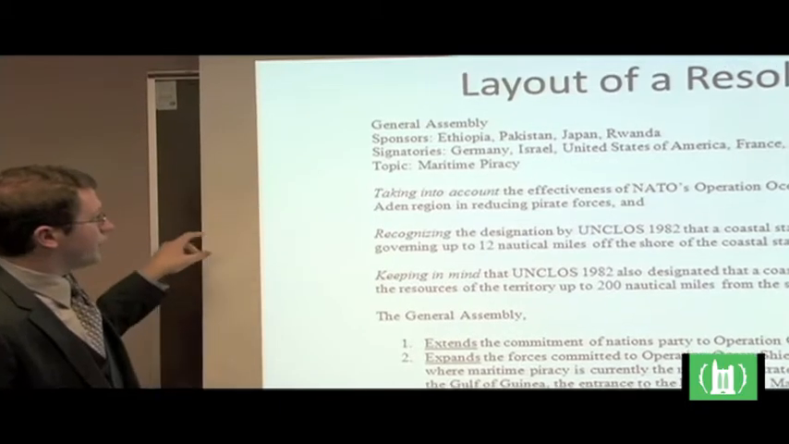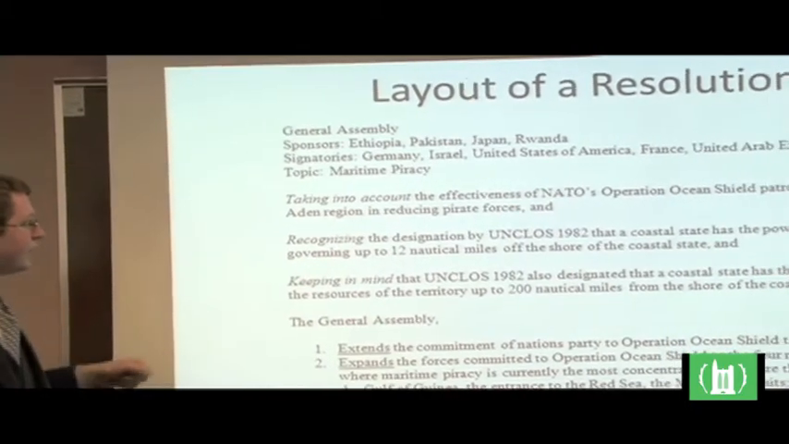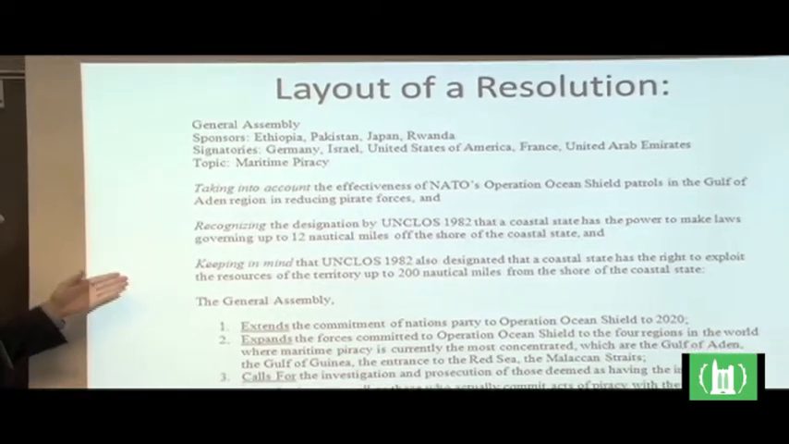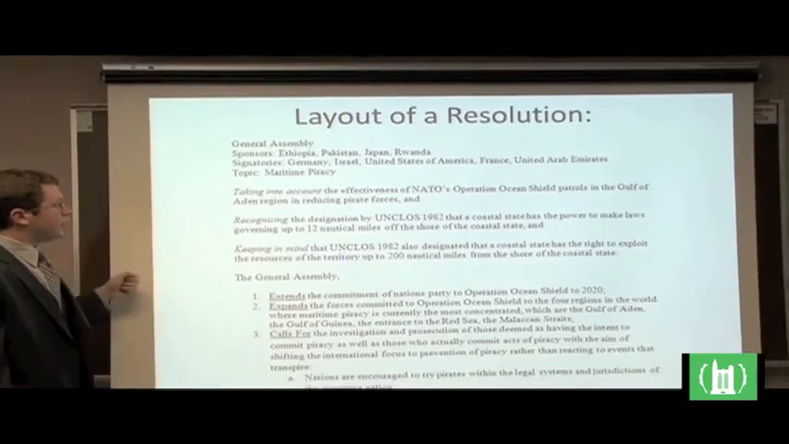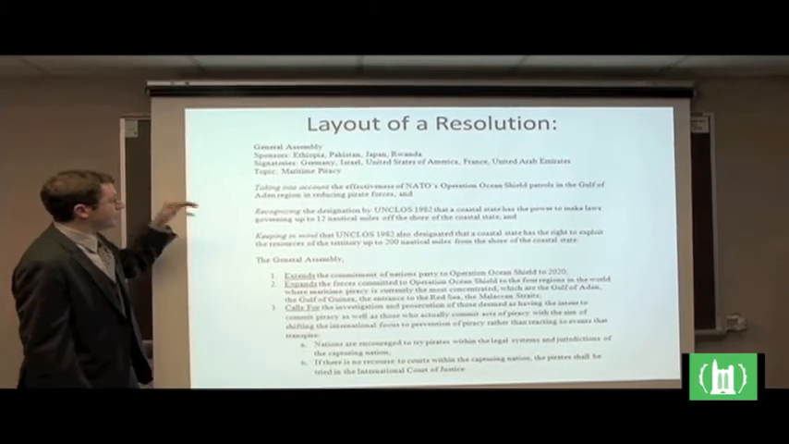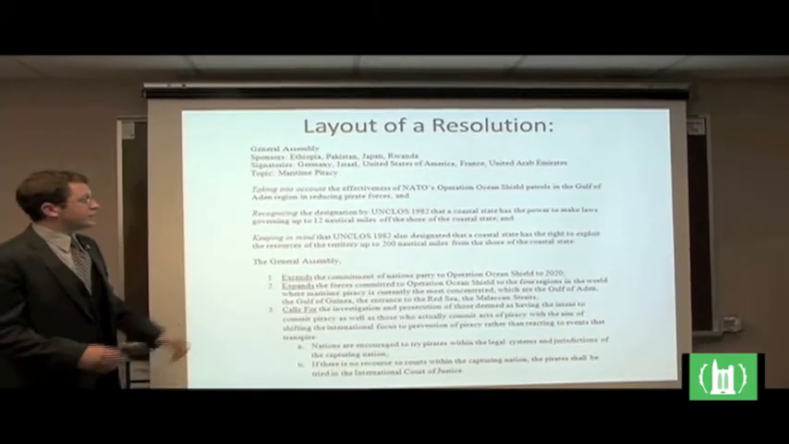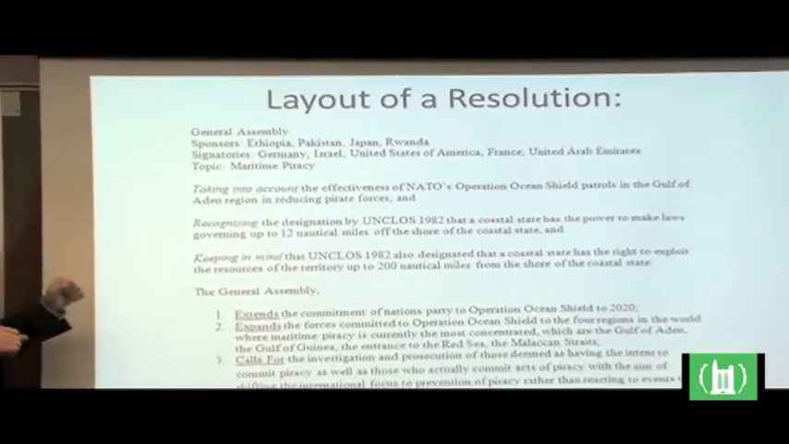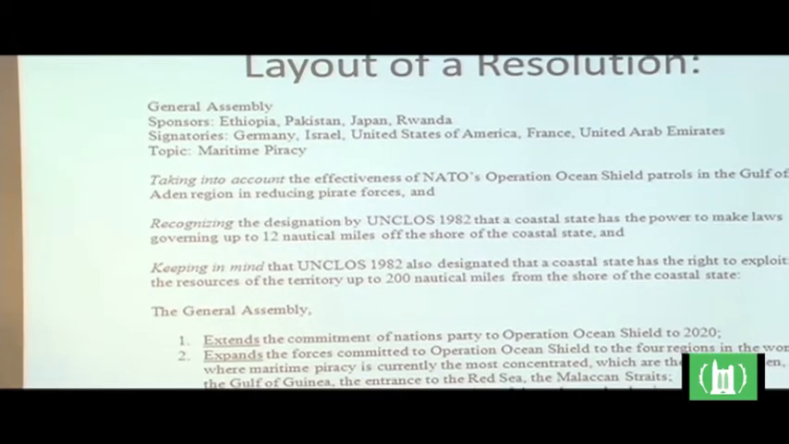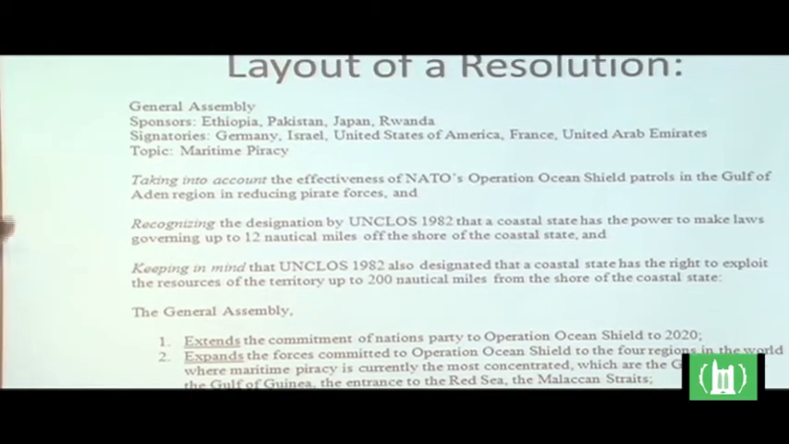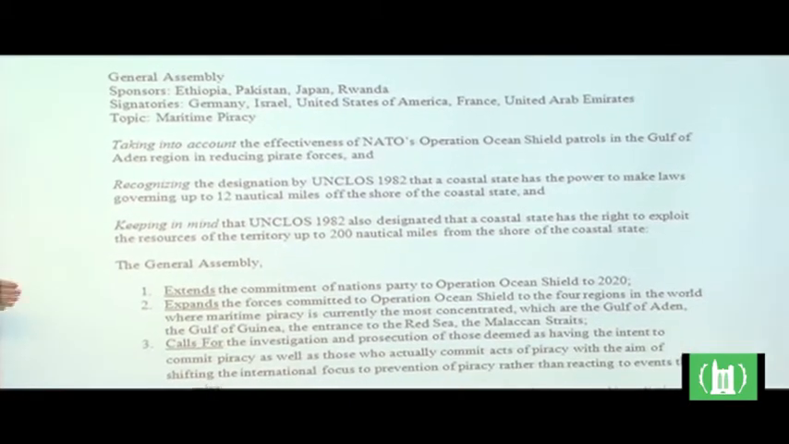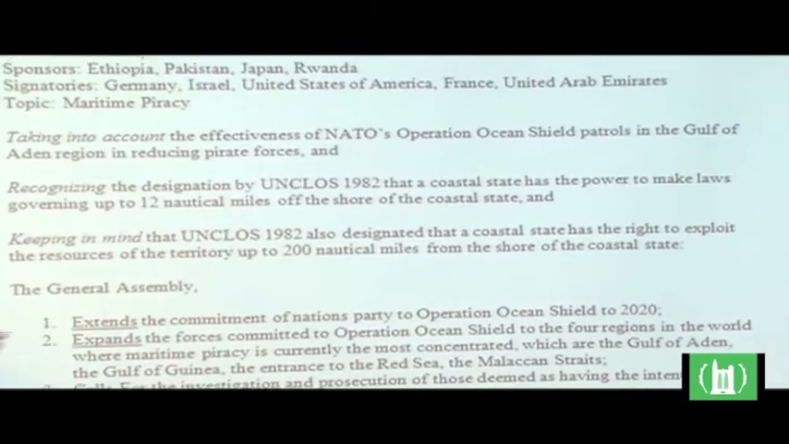clauses. They begin with what is called a preambulatory phrase, which is in italics, and it takes the form of an -ing verb. So, taking into account, recognizing, keeping in mind. Then the bulk of the preamble follows, and each preamble ends with a comma and. This is so that the entire resolution works grammatically as a sentence, because in theory a resolution is just one very long sentence. After the last preamble, there is a colon, followed by the name of the committee and a comma.